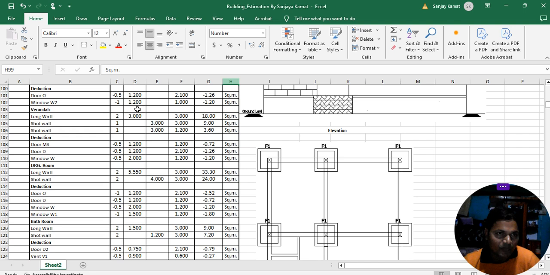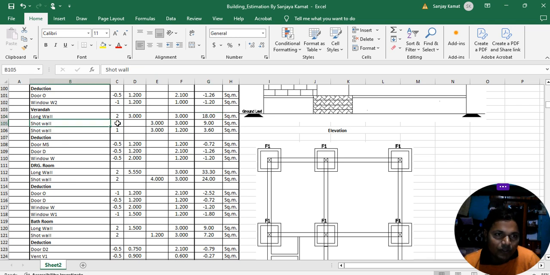Okay. Now the veranda. Now we are going to work for the veranda. For the veranda also we have to construct two walls, long wall and short wall. Long wall we are going to estimate 2, and length will be 3 meter, and thickness will be 3 meter. So once you know the 3 values, multiply these 3 values, then you will get how much? 18 square meter.